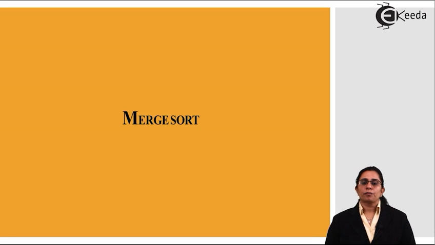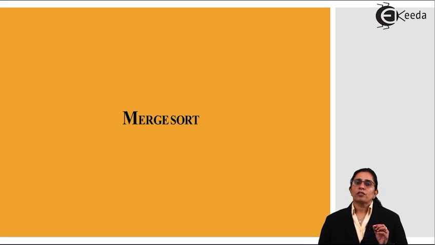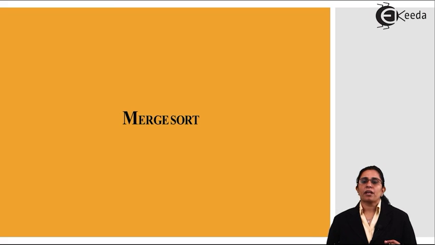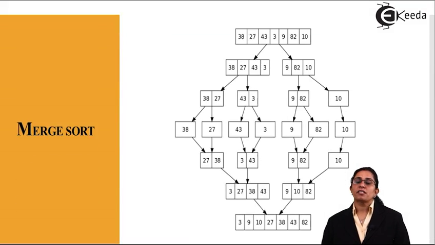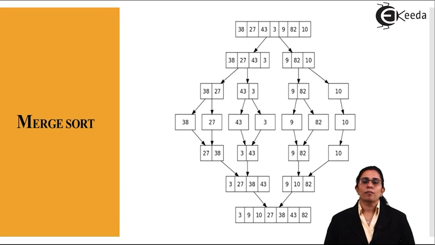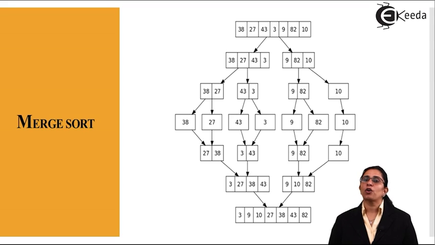In merge sort, if we have to sort any element, we've taken a simple example over here, and this is how my merge sort will actually be implemented. I have 7 elements in my array, that is, I have a list of 7 elements. How does the merge sort work? We know that it works on a strategy of divide and conquer.